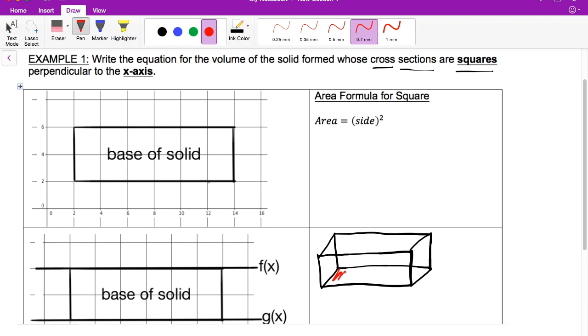What you're given as a graph is the base of the solid. In this case, the part that I'm shading in red, this whole part here, is the base of the solid. So, what the solid sits on. So that's the base.